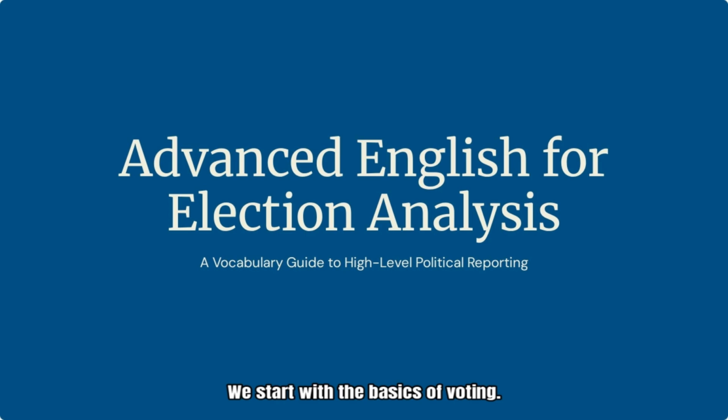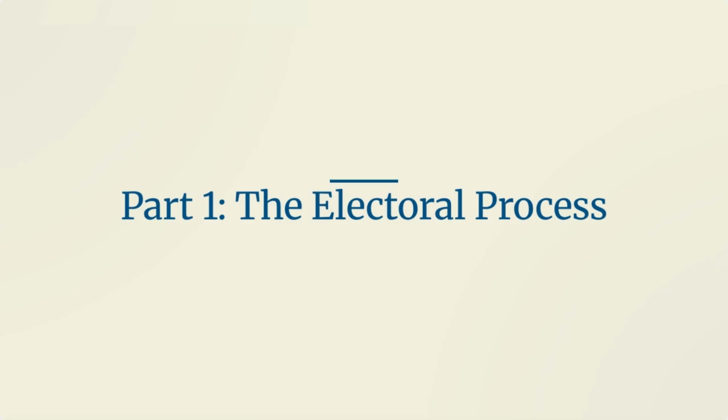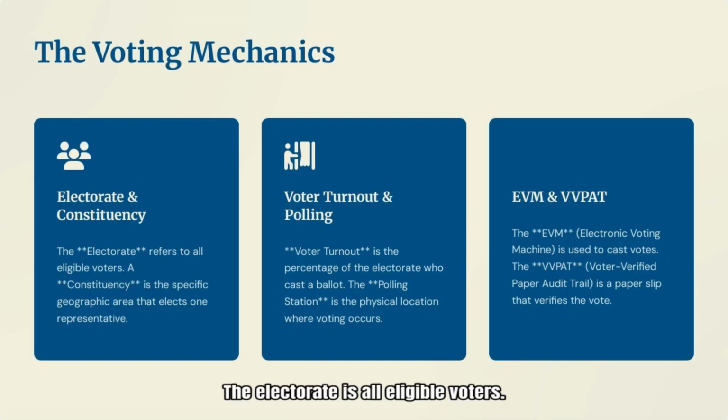We start with the basics of voting. Who votes and where? This is about the electorate and the constituency. The electorate is all eligible voters. See how political parties appeal directly to the large rural electorate of Bihar. Meanwhile, a constituency is the specific area that elects one representative.